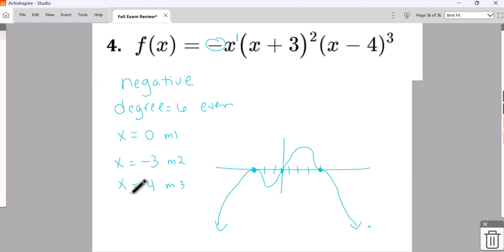So the reason we're identifying all of these things is so that we can create the picture that goes along with it. And that gets us through to the end of the first 9 weeks.